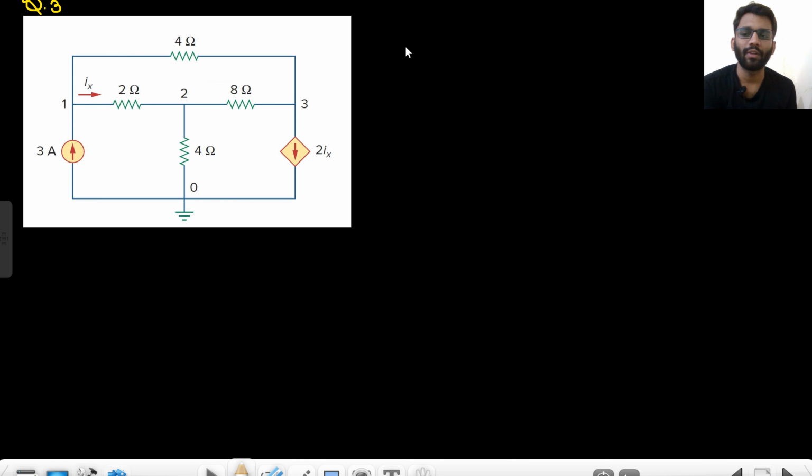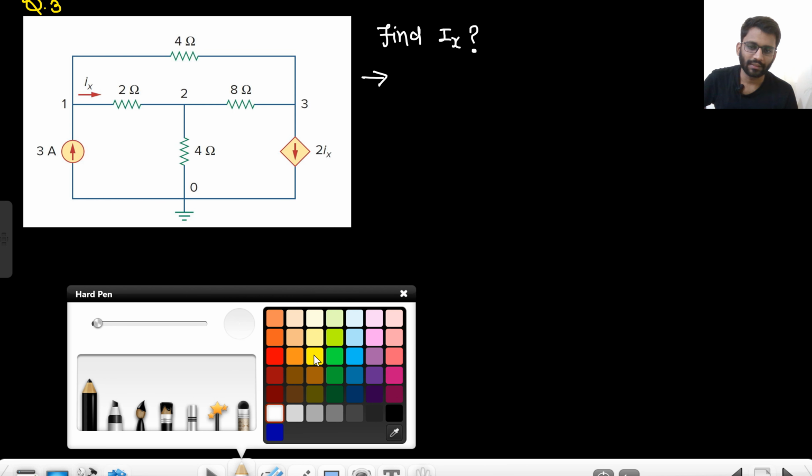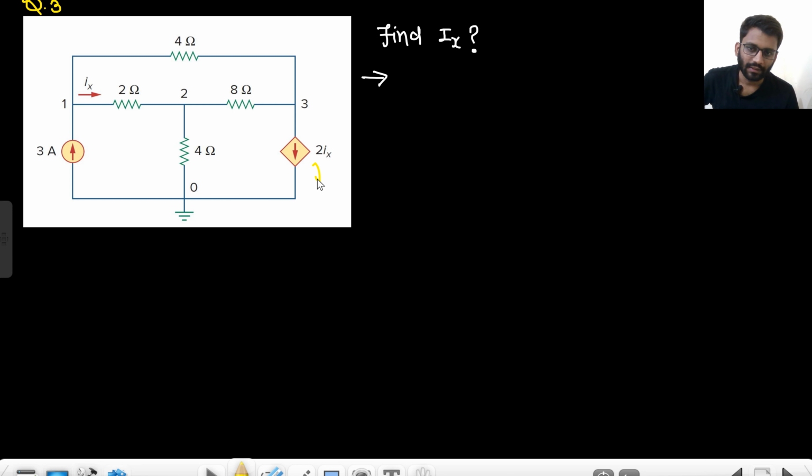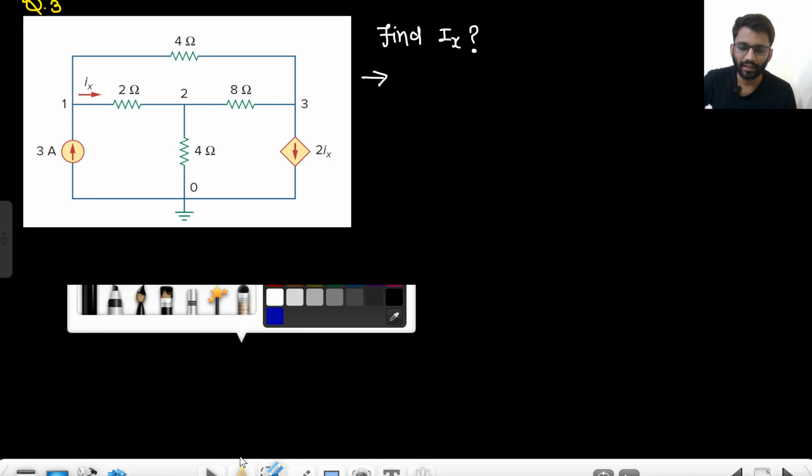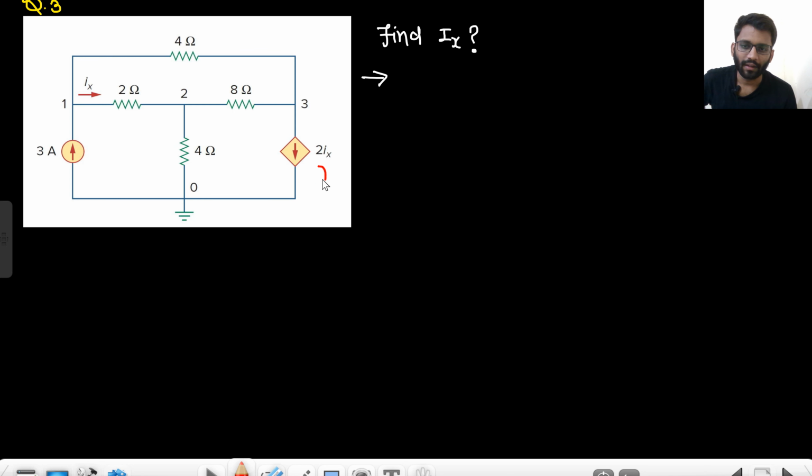Again, you need to find the nodal voltages, or just think we need to find the value of Ix. Find Ix. This is the question for you. So what is Ix? This is 2Ix, sorry. It is a current controlled current source, right?